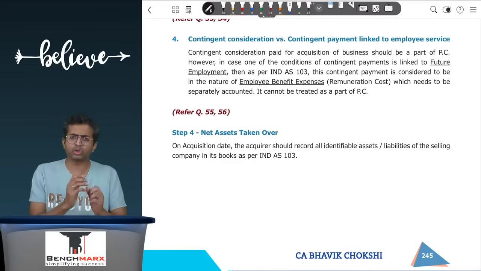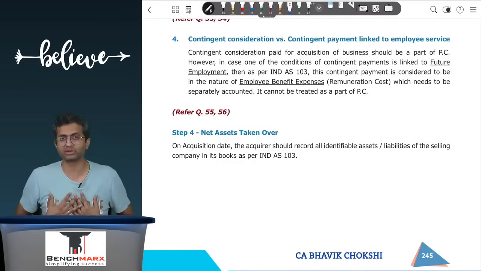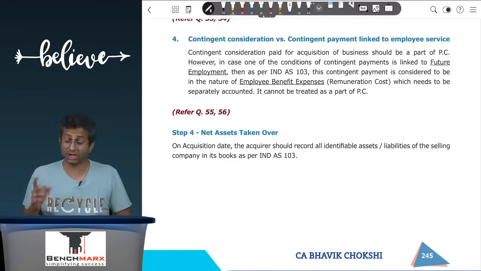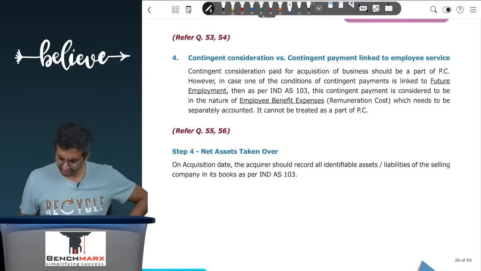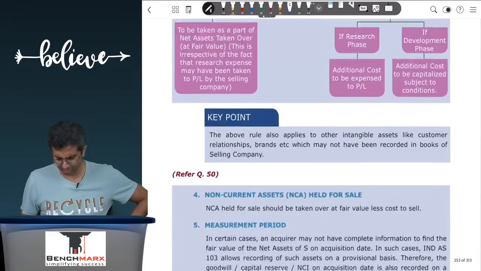So the 100 rupees which is paid flat is because I am the owner of the selling company. Whether I continue or not, it does not matter. The other 20 which is linked to employee service will be taken as contingent payment for remuneration of employee service and will be recorded over the remaining 2 years as per Ind AS 19. This is contingent consideration versus contingent payment.